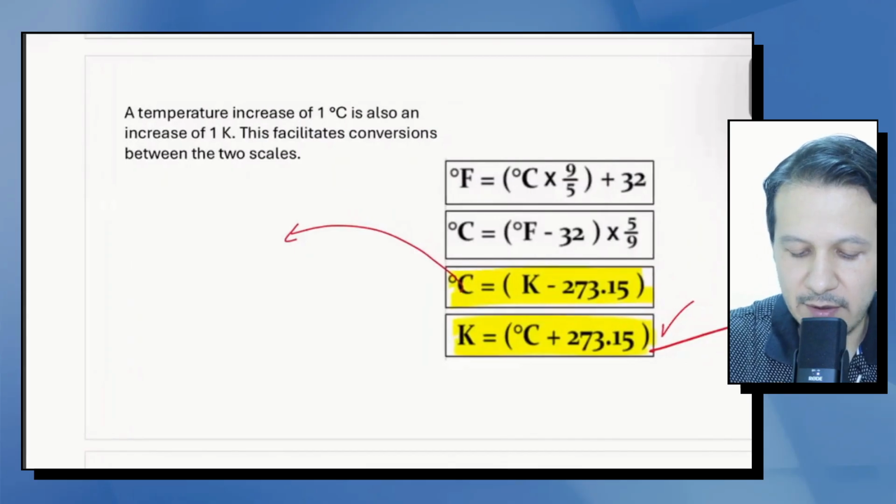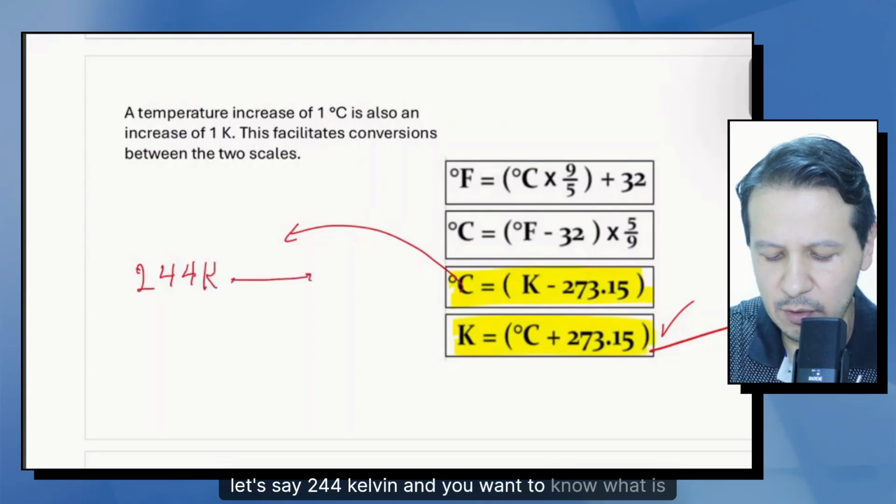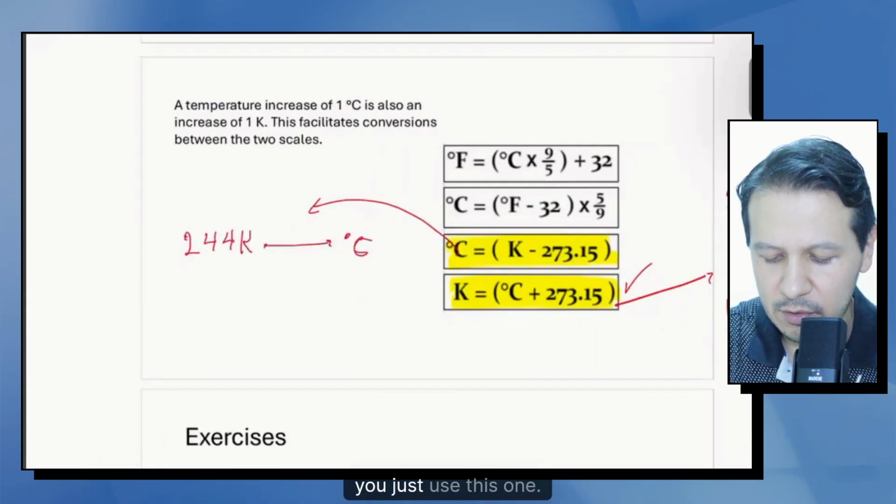If you have, let's say, 244 Kelvin, and you want to know what is in Celsius degrees, you just use this one.